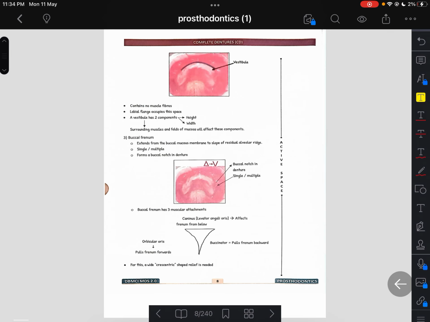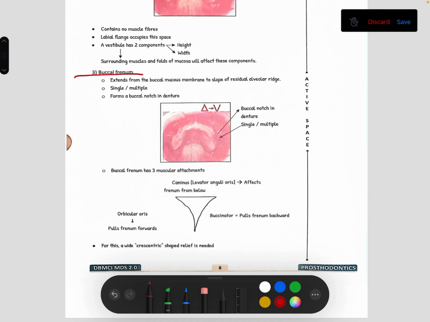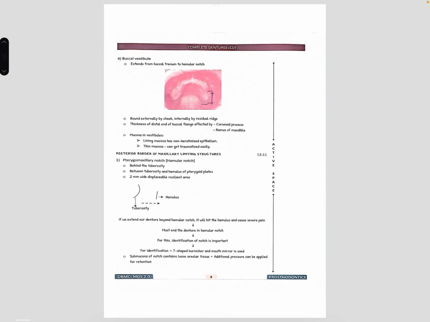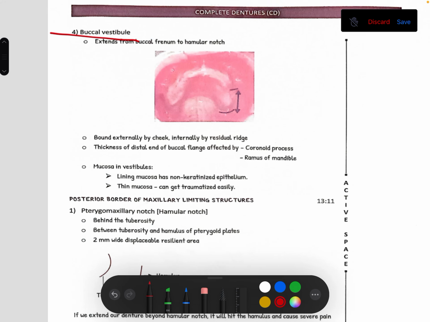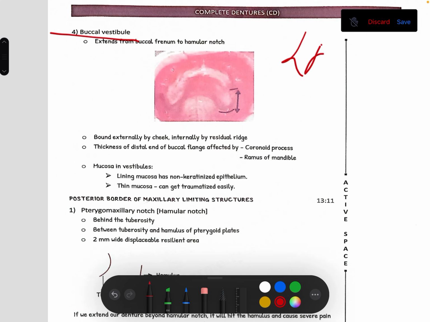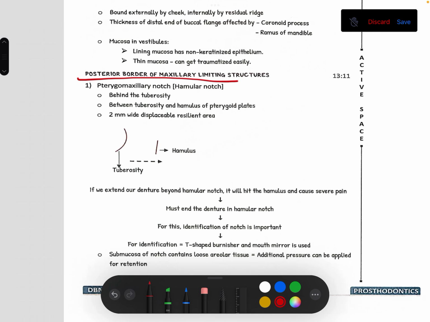Let's move forward. The next one is buccal frenum, and then after that we have buccal vestibule. So we have all these structures: labial frenum, labial vestibule, buccal frenum, buccal vestibule, right? Now, posterior borders of maxillary limiting structures. Now, what are the posterior borders?